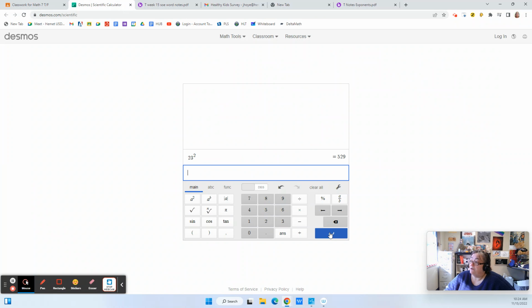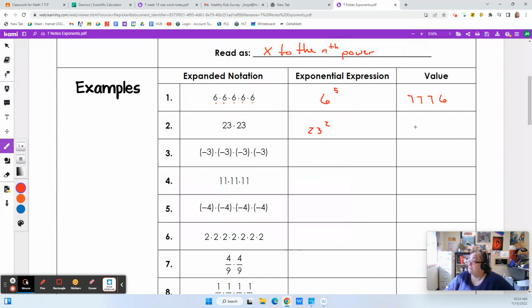Leah, she's on top of it. She already got it, that it's 529. She's on top of it. I'm going to let her be my calculator person today. I need this thing to stop doing that with the mouse pointer. That bugs me.